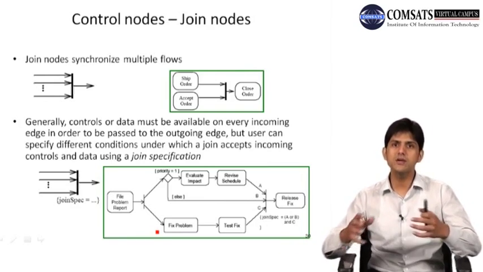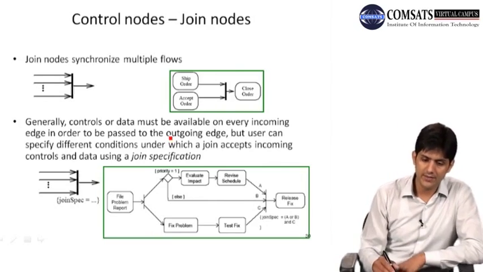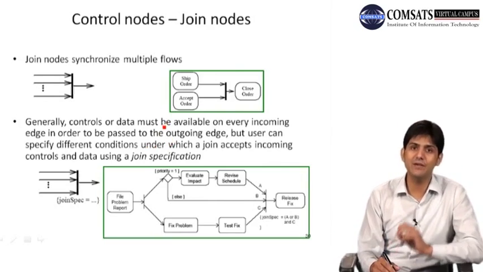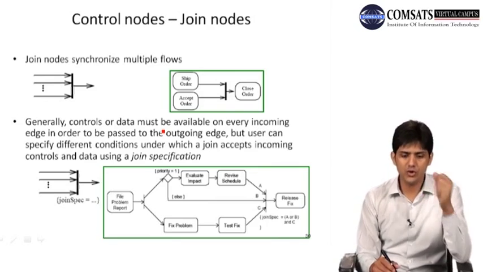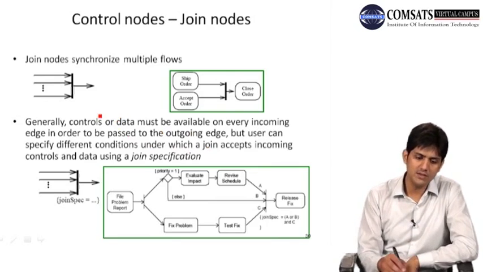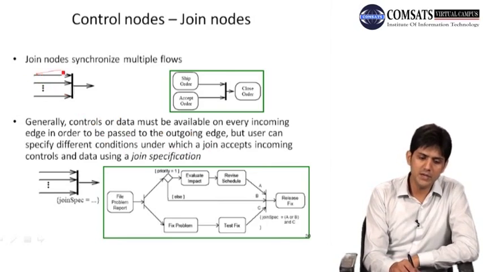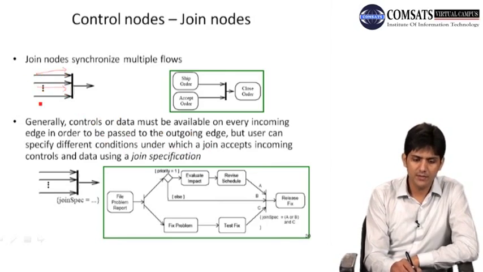We have discussed these before, and through joining we achieve synchronization. This is very important. To split we have fork nodes, and when we need to synchronize we have these join nodes. So what do we achieve with these join nodes? You can see that there are multiple inputs coming to these join nodes.